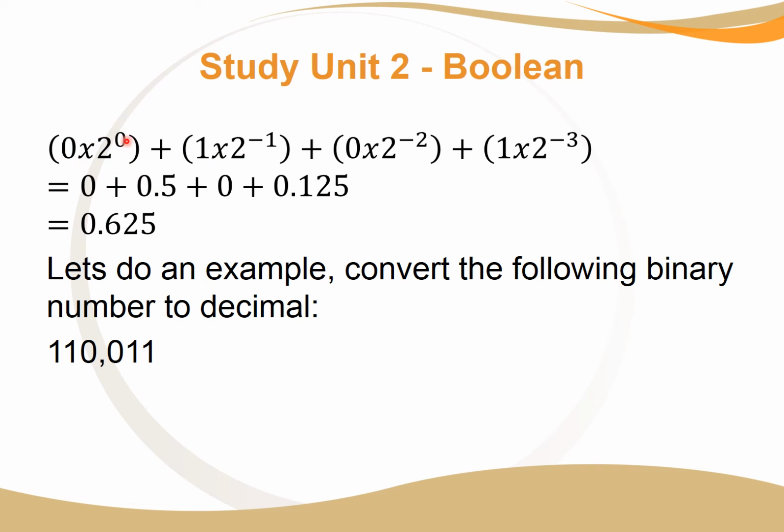And then once again, we multiply it out. So 0 times 2 to the power of 0, which is 1, is 0. 1 times 2 to the power of minus 1. Now, 2 to the power of minus 1 is the same as 1 over 2. So 1 divided by 2 is 0.5. And that is basically saying 0 divided by 2 to the power of 2, and that is 0. And that is the same as 1 multiplied by 2 to the minus 3, and 2 to the power of minus 3 is equal to 1 over 8. So 1 divided by 8 is 0.125. And adding them all together, you have the number 0.625.